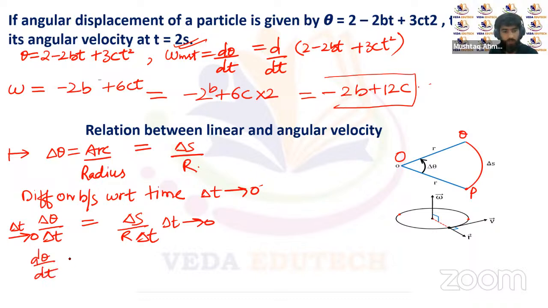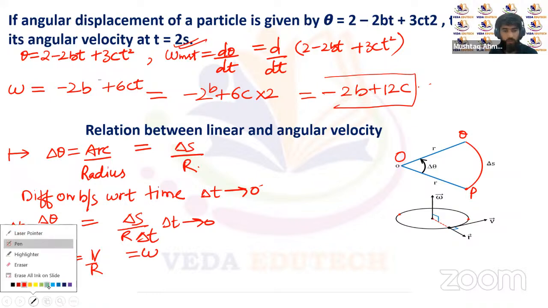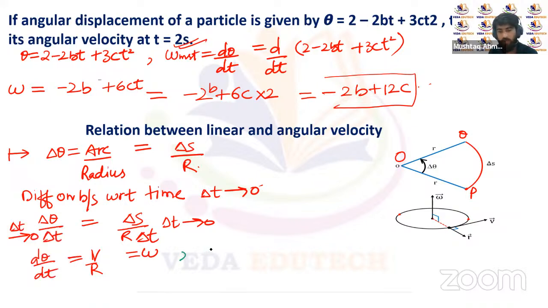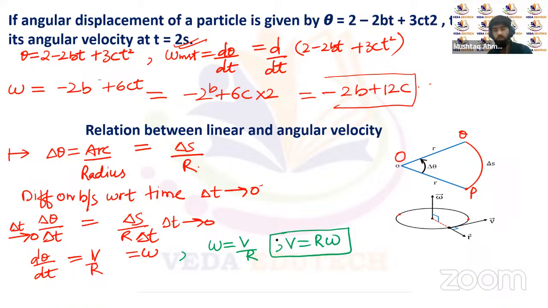d theta over dt will be equal to 1 upon r times delta s upon delta t, which is the velocity v. And d theta over dt is equal to omega. So the relation between the angular velocity and the linear speed is: omega will be equal to v upon r, and v will be equal to r omega. This is the relation between the linear velocity or linear speed and angular velocity.